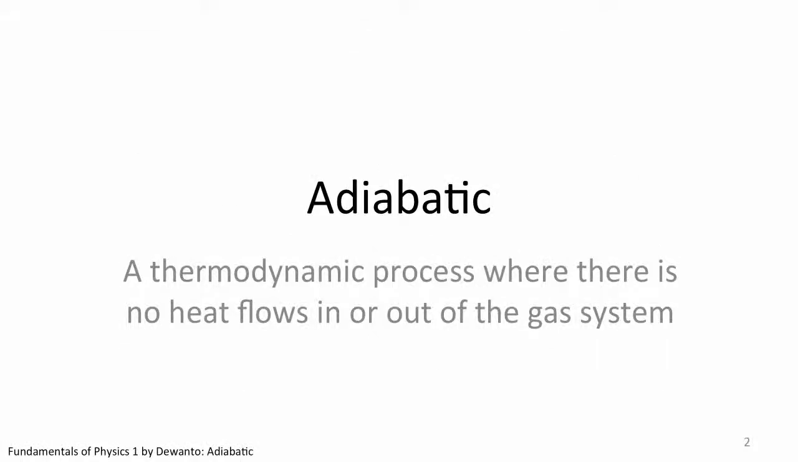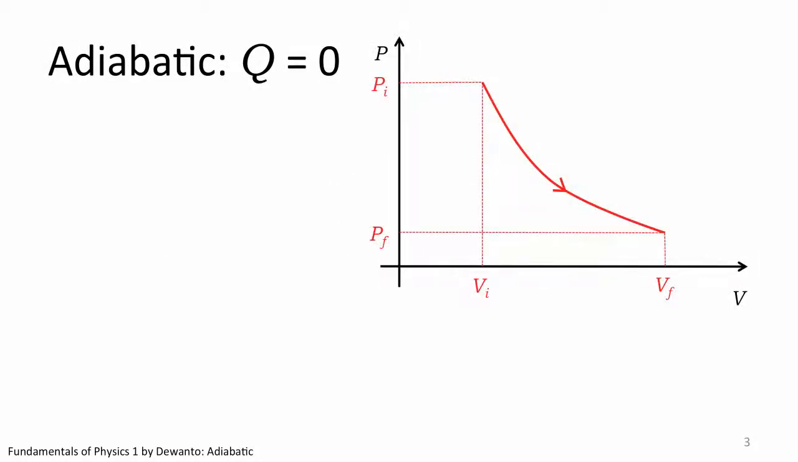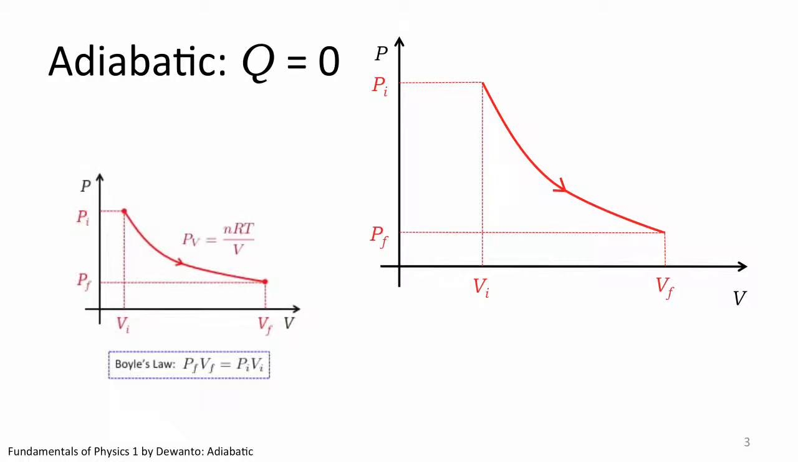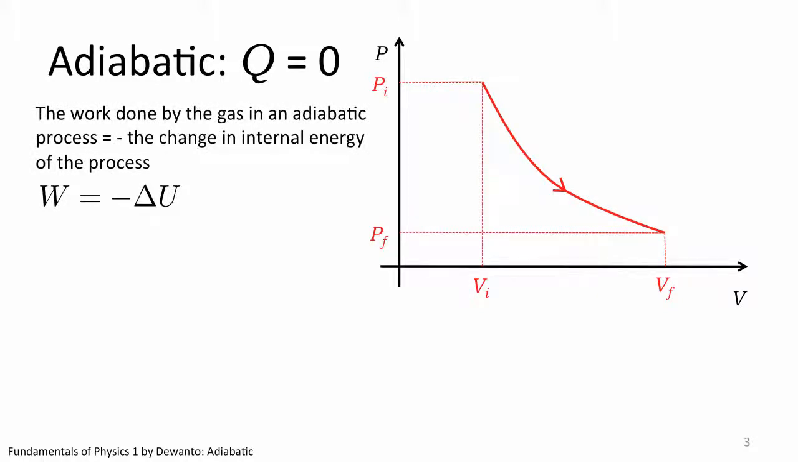The PV diagram of an adiabatic process is shown here. At a glance, it reminds us of the PV diagram of an isothermic process, but there is a subtle difference between the two, which we will discuss later in this video. Because the process does not involve any heat exchange with the environment, energy will only be exchanged or converted between mechanical work and internal energy. In other words, the work done by the gas in an adiabatic process is equal to the negative change in internal energy of the process. Hence, we can compute this work done indirectly from the change in internal energy, whose equation is well known.